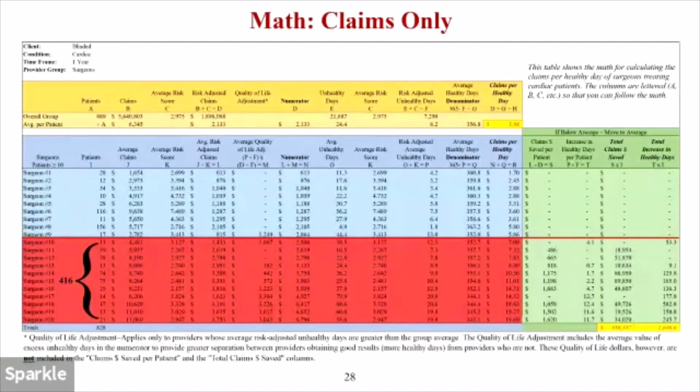Now, the same as before, we've listed out, in this case, all the surgeons who saw more than 10 of these patients. The red line is a group average of $5.98. So if you're in blue above the red line, you're better than average. Your claims per healthy day are less than $5.98. If you're below the red line in red, well, then your claims per healthy day are above that average of $5.98. You're doing worse than average. There were 11 surgeons below that red line that saw 416 folks. If we took those 416 patients and moved them up to the red line, not to one of the better doctors, just to the average, we would have saved there on the far right $419,000 and improved the number of healthy days by 1,600.